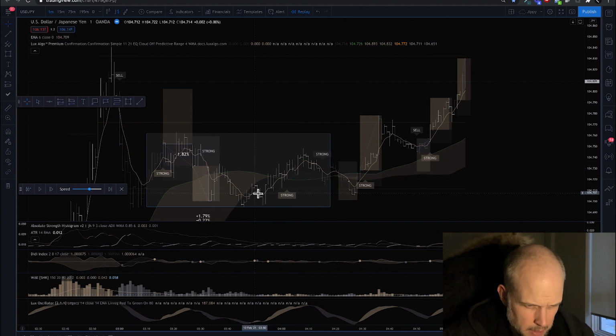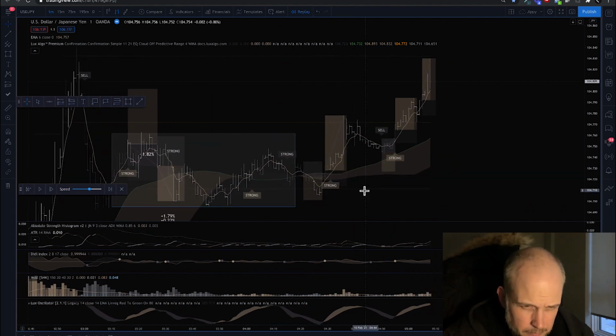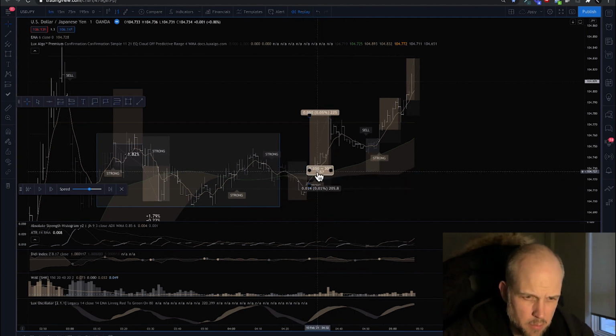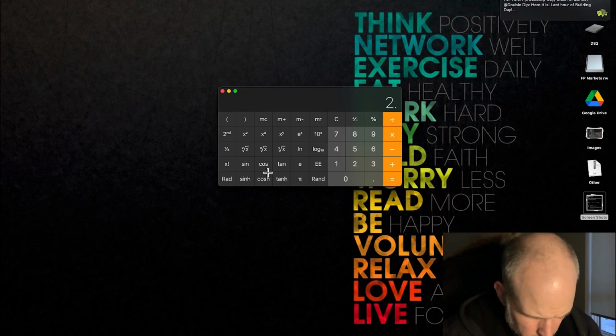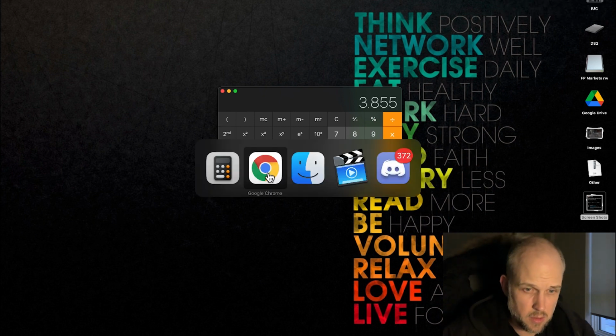All right, so then we were in that consolidation zone here, that the ATR was still high, and then we dropped down. Okay, great, there we go. This one was a break even. This is our nice big one here. 2.57 times 1.5, 385.